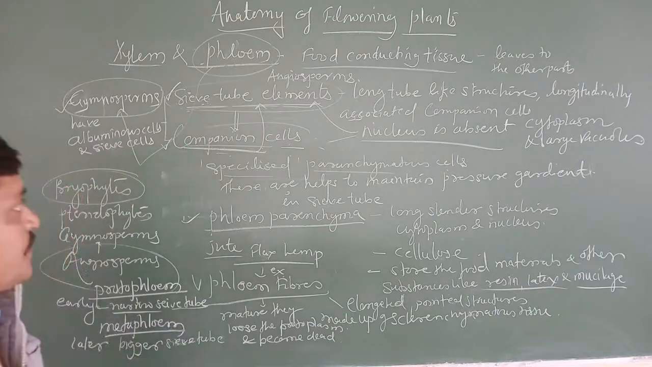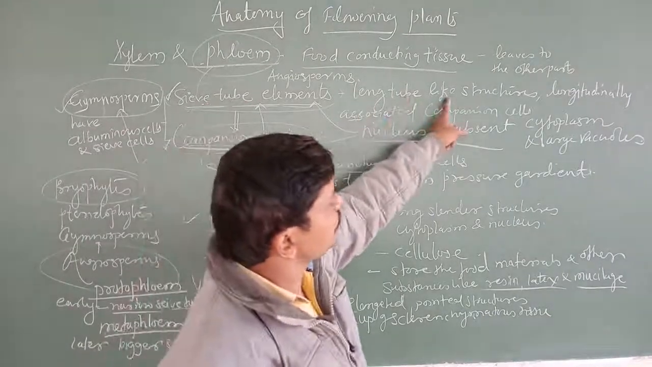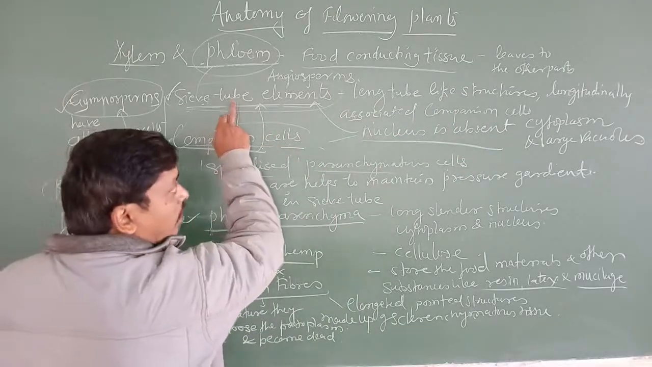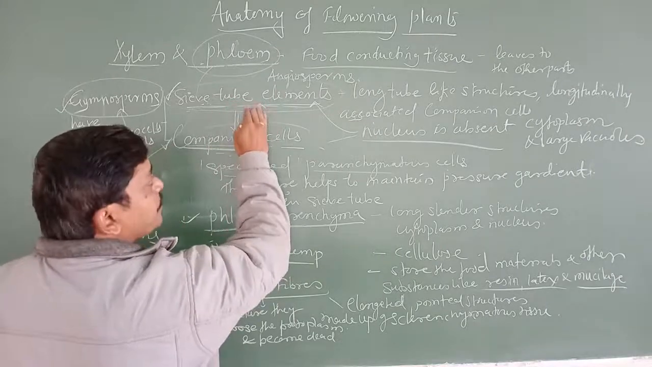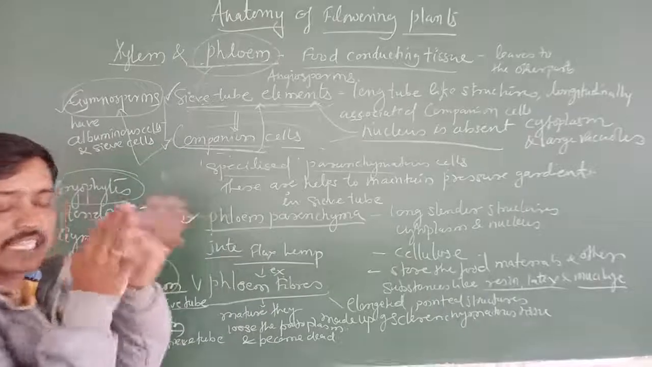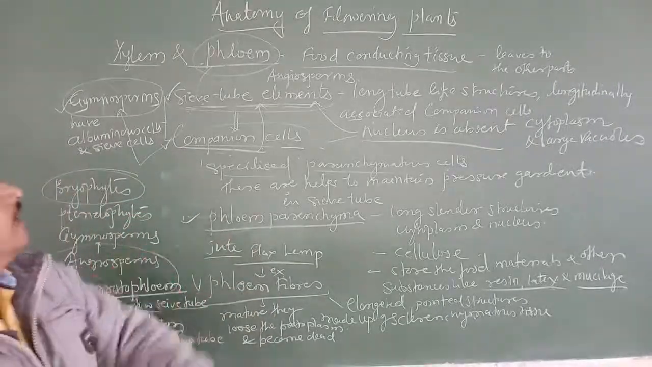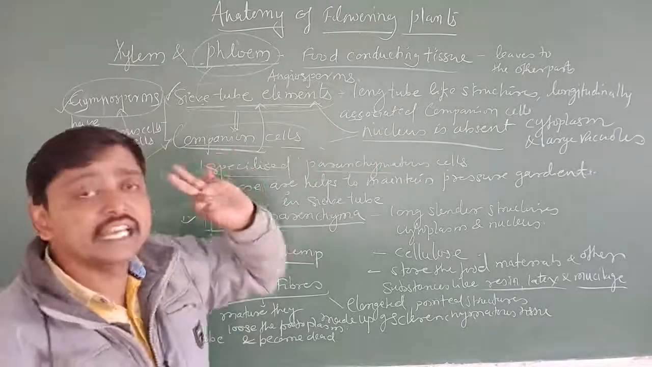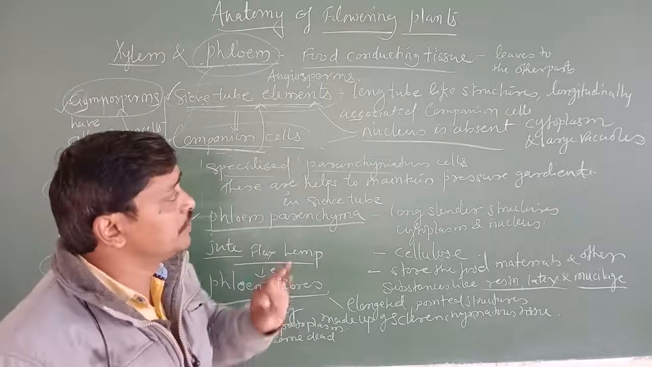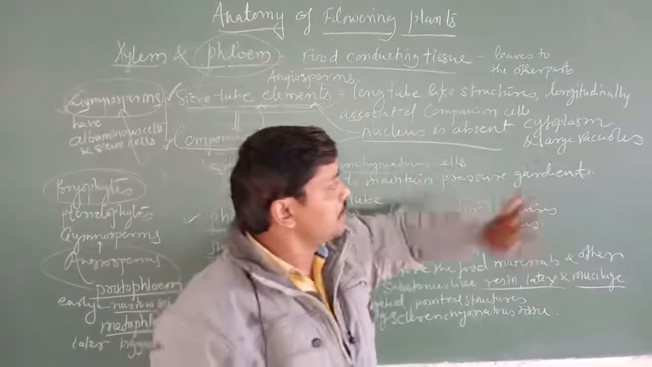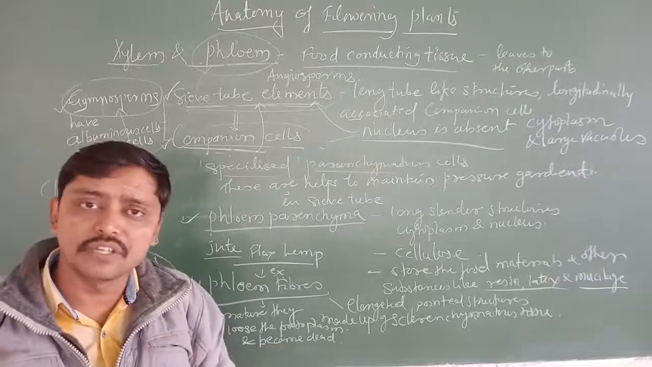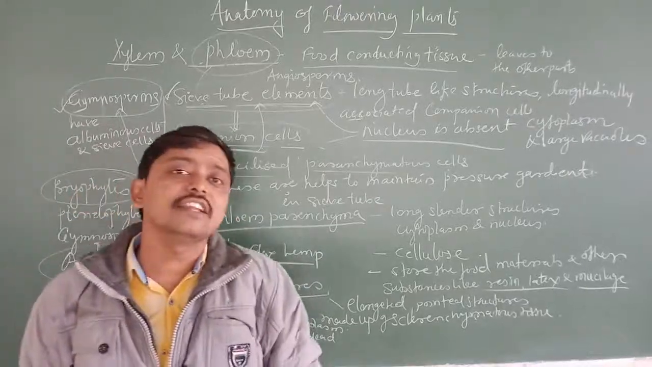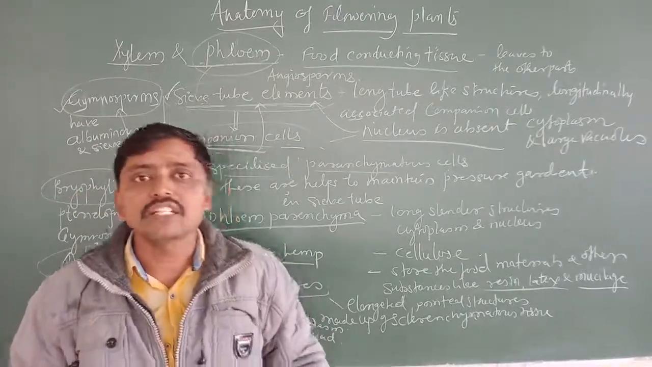What are these sieve tube elements? These are long tube-like structures, longitudinally associated with the companion cells. In sieve tube elements we are not going to find a nucleus. In the sense, the nucleus is absent in a sieve tube element. But there we find the cytoplasm and large vacuoles. Cytoplasm and large vacuoles are present, but the nucleus is not there in the sieve tube element. So how does it perform its function?